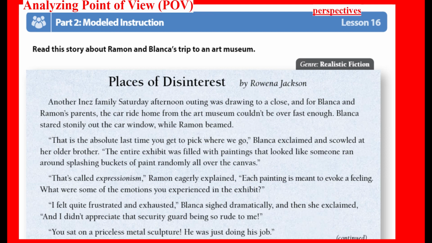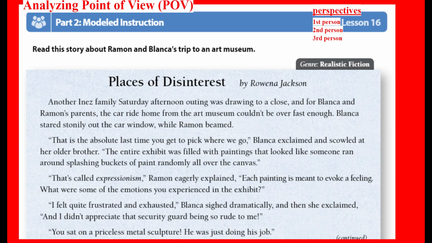And perspectives, we have 3 different kinds that we're going to pay attention to. We have first person, second person, and third person. First person perspective is when the character is the one talking in any kind of text. So the character is the one telling you what's happening. They're telling the story. Usually first person, they use pronouns like I, me, my, we.